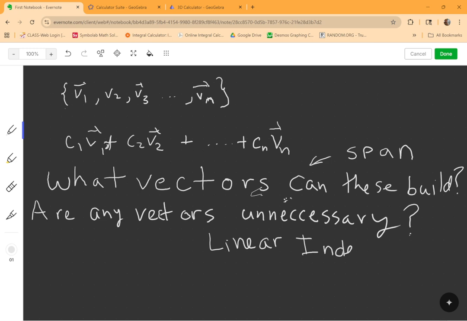Sorry, the pen is running slow here. All right. So those are the two topics here. And we can see some visuals to kind of get us accustomed. When I say span, what am I doing? What's a linear combination? We could see graphically here in R2 and R3 what that actually represents.